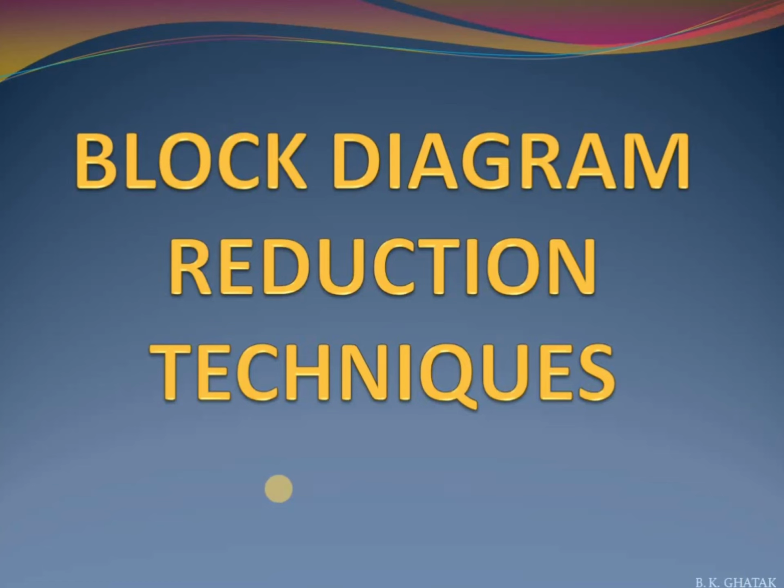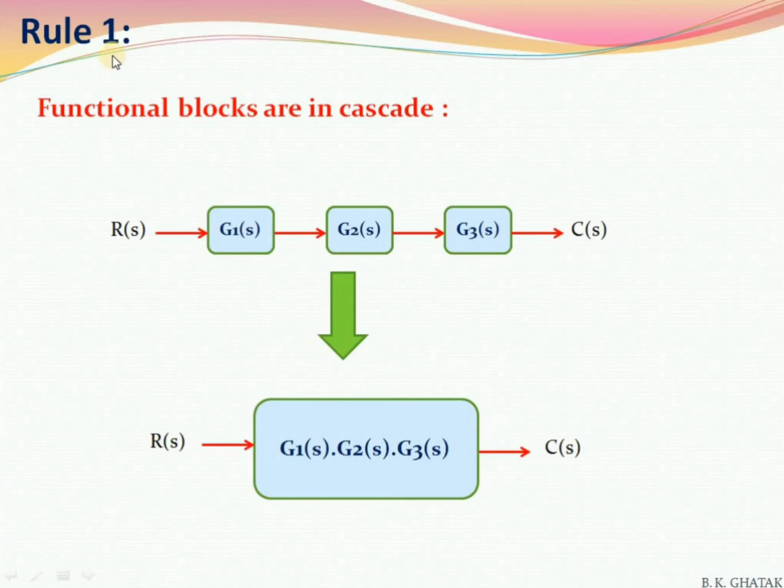Now we must know what are the reduction techniques or what are the rules to reduce the block diagram algebra. So how are they reduced? So rule number 1, functional blocks are in cascade. So have a look at this first picture.